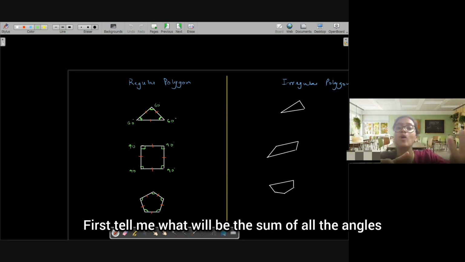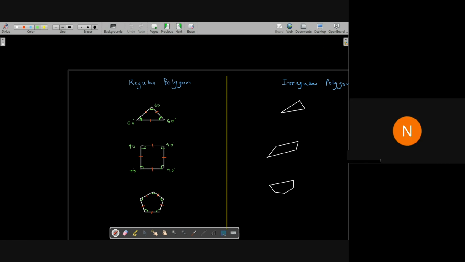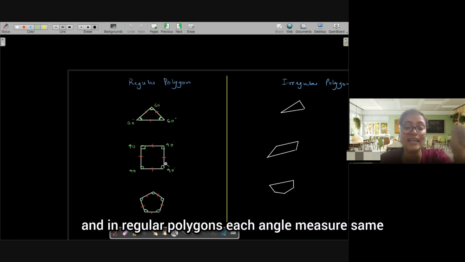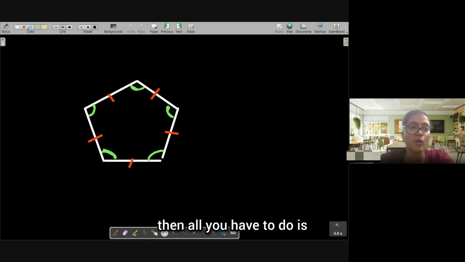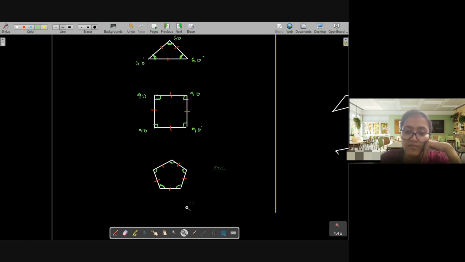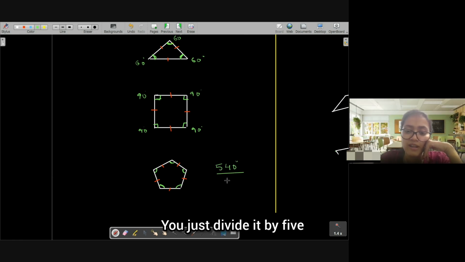First, tell me what will be the sum of all the angles for the pentagon. 540. So 540 will be the sum of all the angles. And in regular polygons, each angle measures the same. So to find the measure of each angle, you take 540 and divide that by the number of angles. How many angles do we have? 1, 2, 3, 4, 5. So you know the sum of all the angles is 540. You just divide it by 5 and you'll get 120.